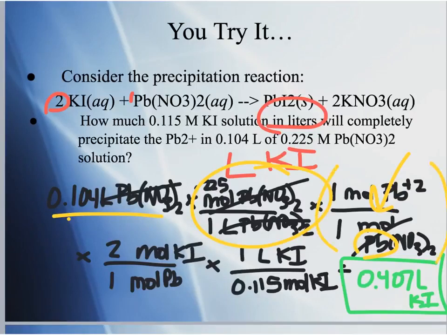But we will use the mole ratio from the equation here to switch from moles of lead to moles of KI. And then finally, we'll use the molarity that we're given to go back down to liters. So when we do all that, we should end up with 0.407 liters of potassium iodide solution.